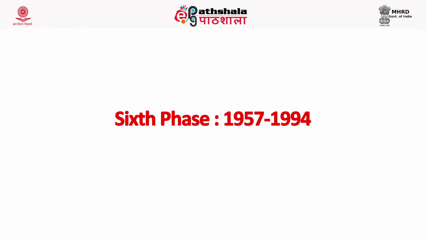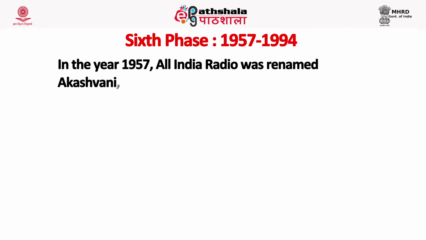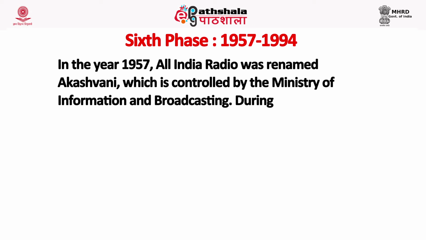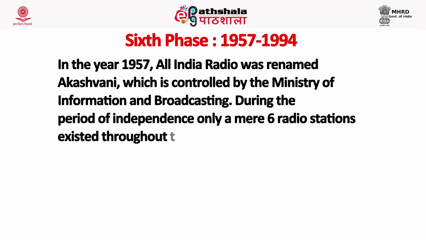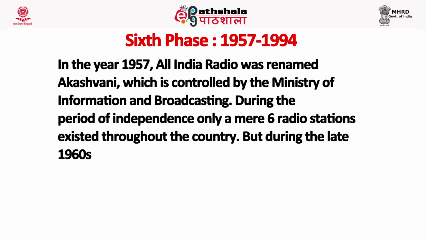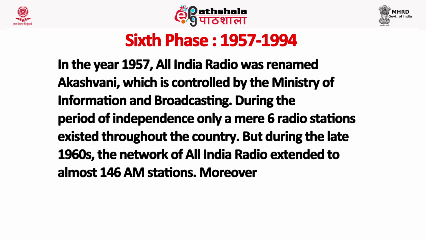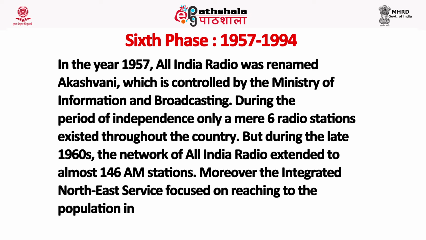So, now I am going to talk about the sixth phase of All India Radio, and it is 1957 to 1994. In the year 1957, All India Radio was renamed Akashvani, which is controlled by the Ministry of Information and Broadcasting. During the period of independence, only a mere 6 radio stations existed throughout the country, but during the late 1960s, the network of All India Radio extended to almost 146 AM stations, you can say primary stations.